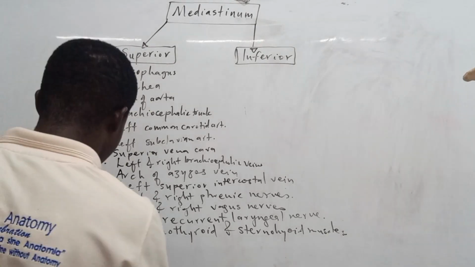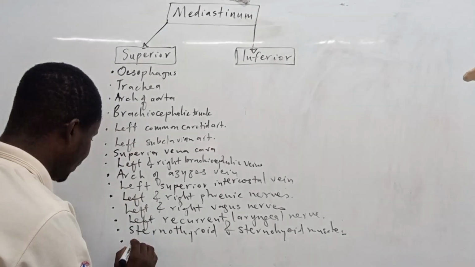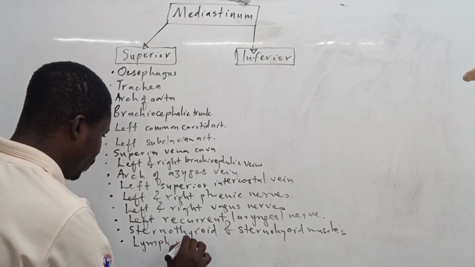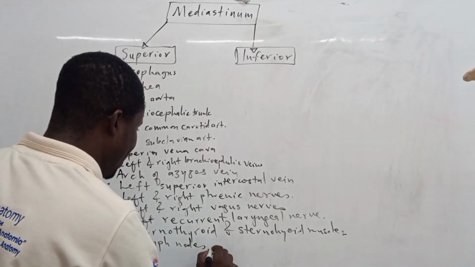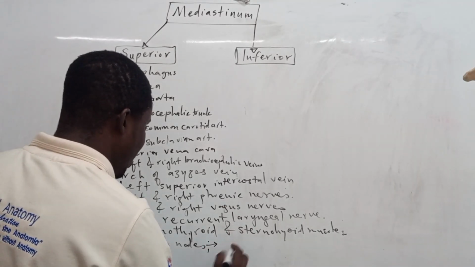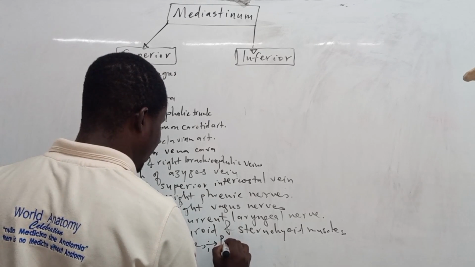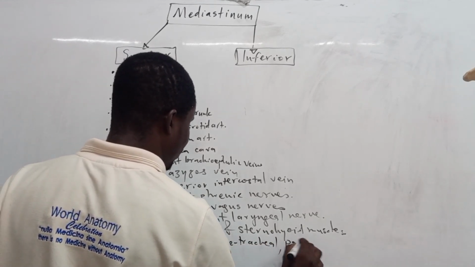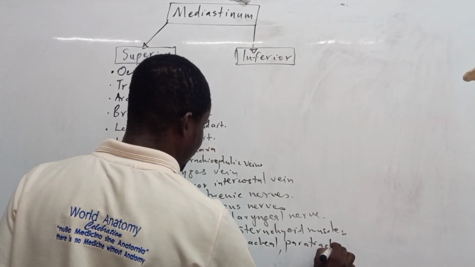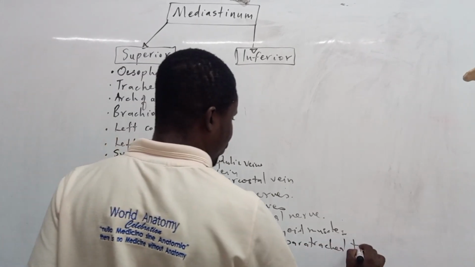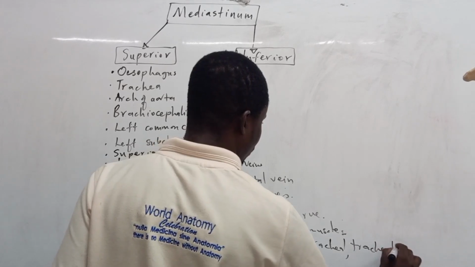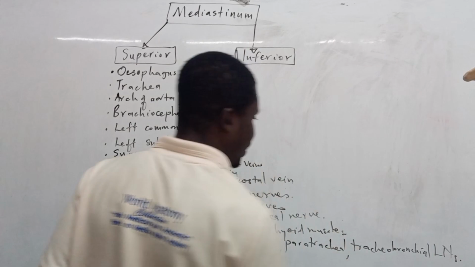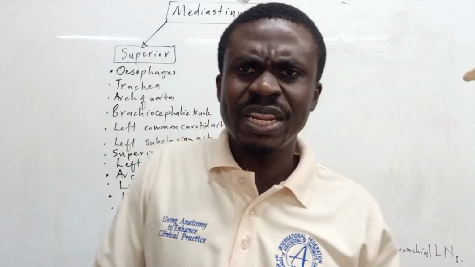So I'm talking about the lymph nodes: the pretracheal, paratracheal, and tracheobronchial lymph nodes. Okay, that is what we are talking about. But are we done? No.